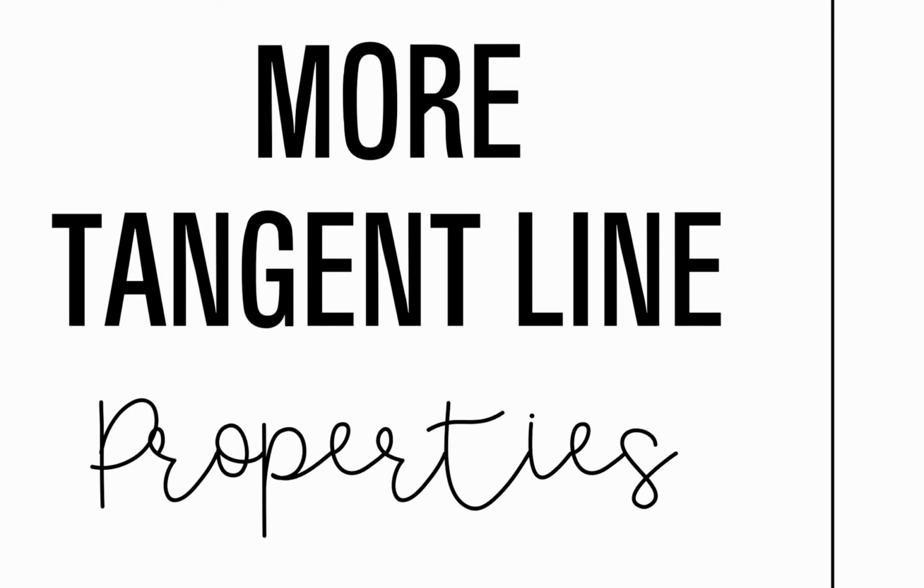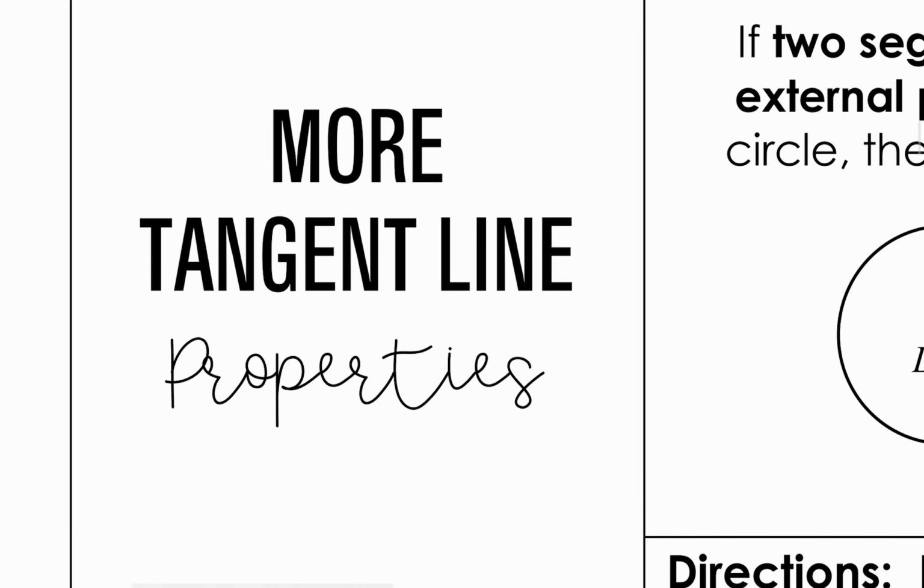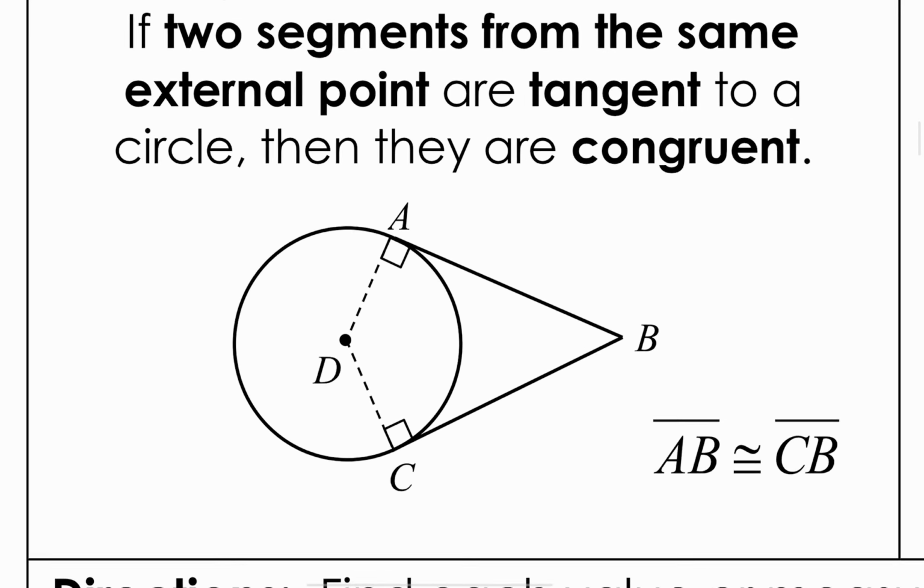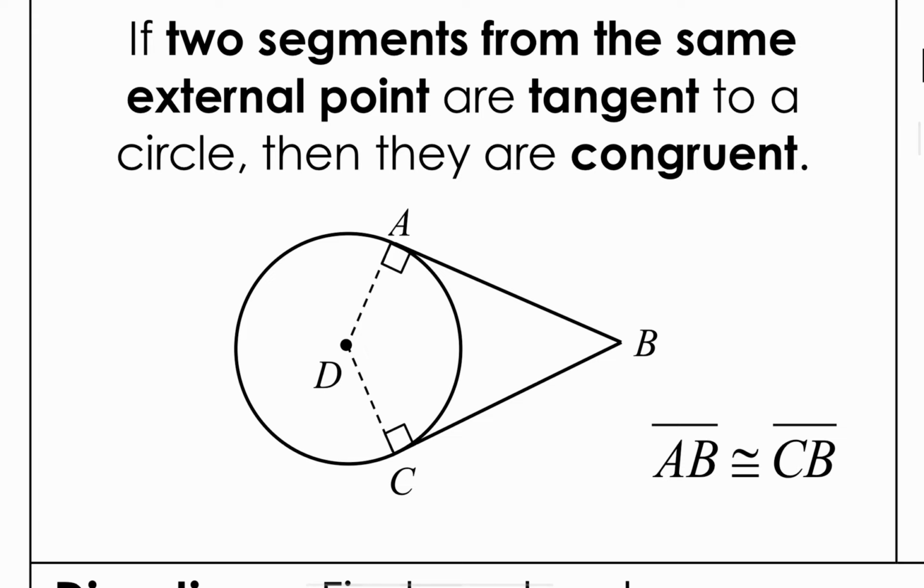Okay, so moving on to more tangent line properties. Two more things you need to know about tangent lines. First thing is that if two segments from the same external point are tangent to the circle, then they're congruent. So you're talking about these segments here.